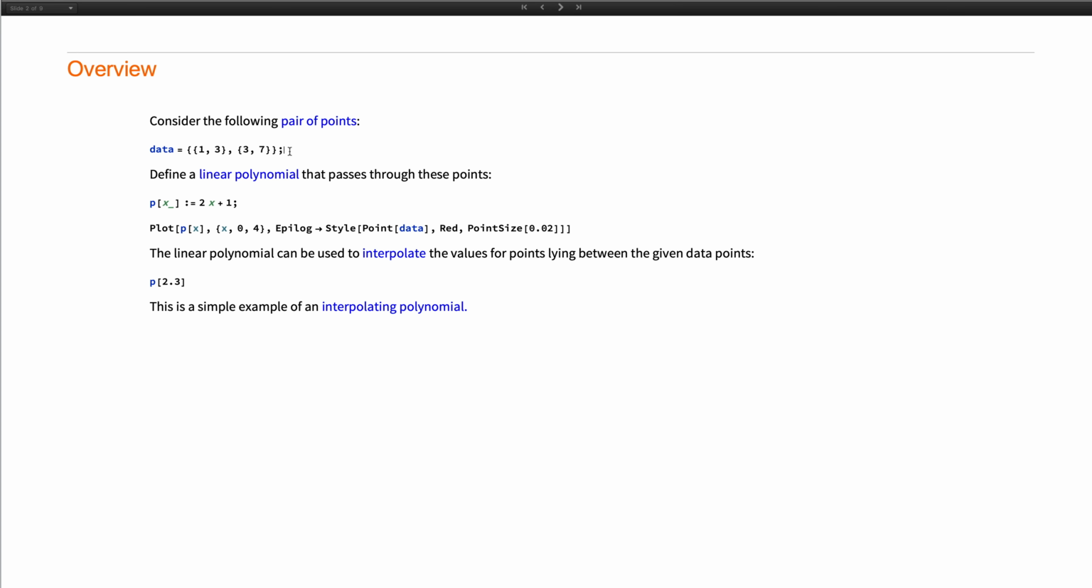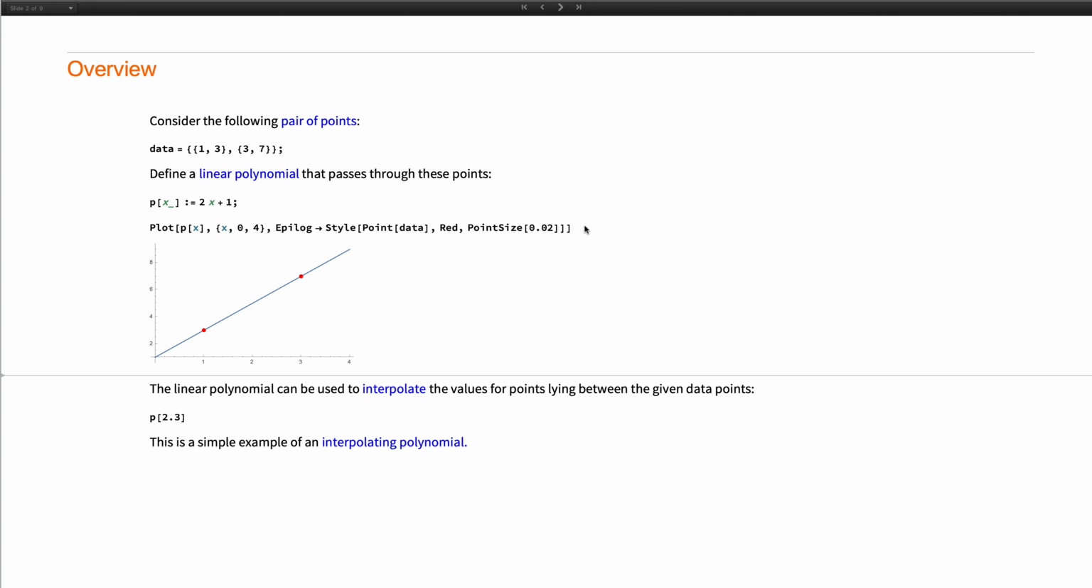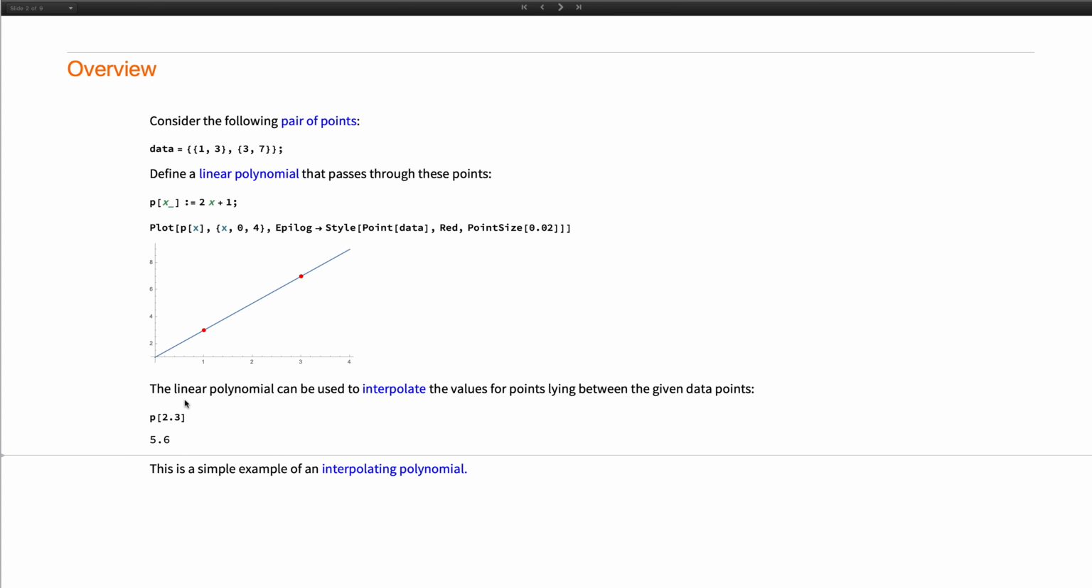So here is a pair of points which I've called data. The first point is (1, 3), the next one is (3, 7), and so you might guess that the polynomial 2x plus 1 passes through these points. So here is a plot which shows the linear polynomial and the 2 data points. Now, this linear polynomial can be used to interpolate the values for a point between the two given points. So you could take a point, for example, like 2.3, and work out the value based on the interpolating polynomial. So this is a simple example of an interpolating polynomial.